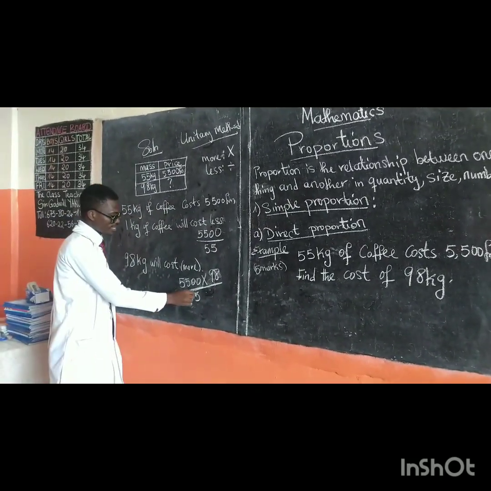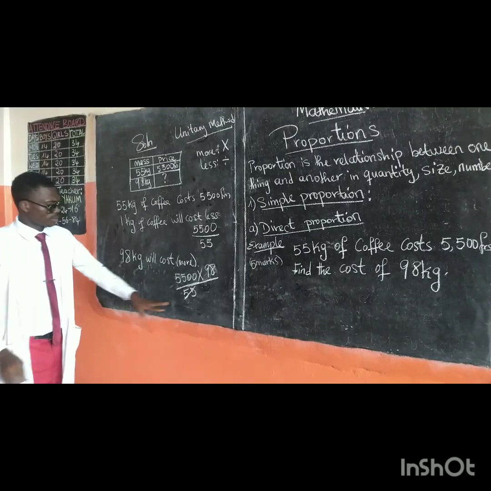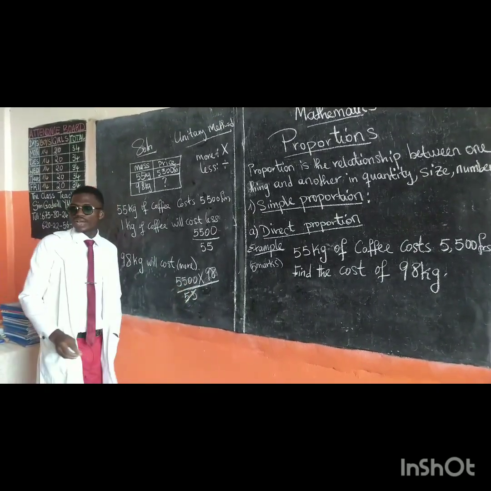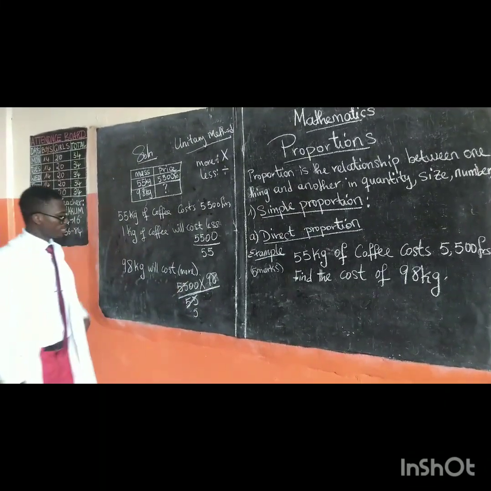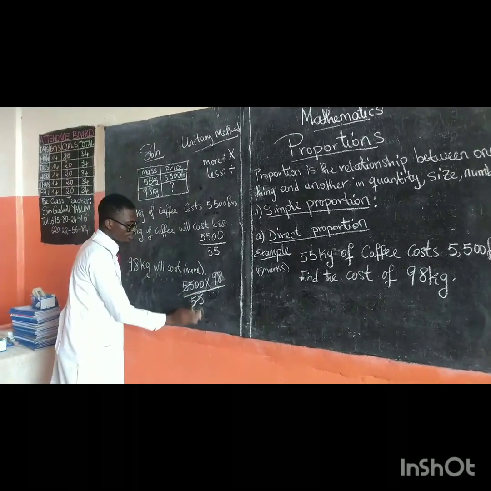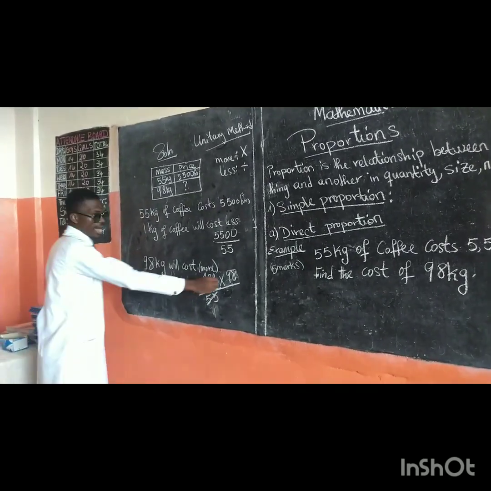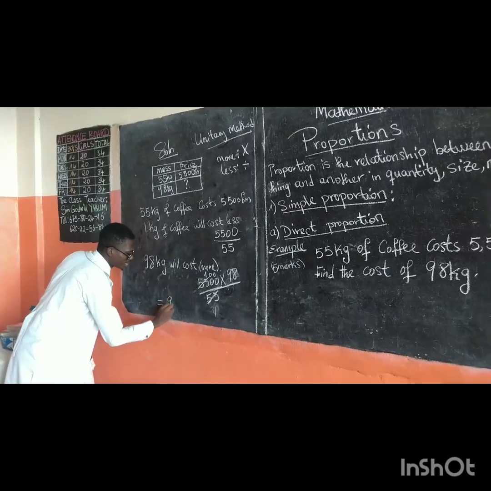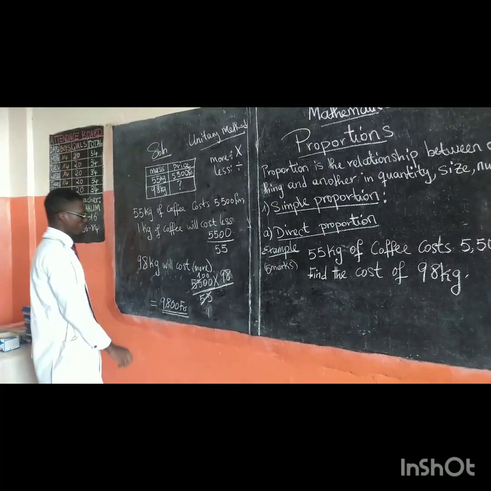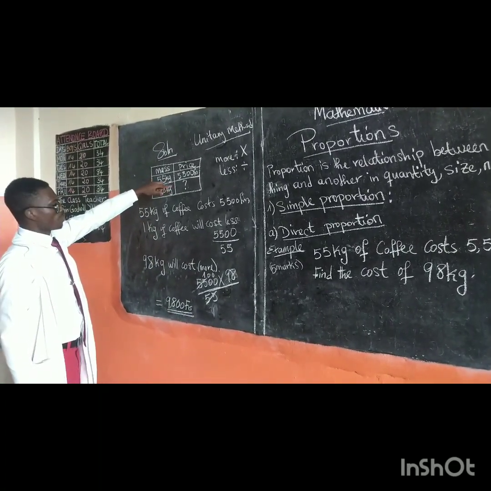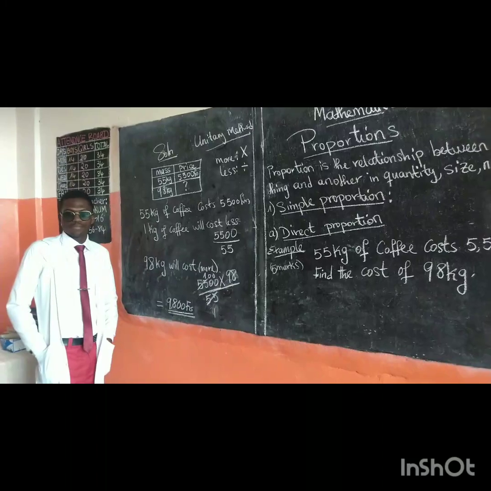I can now simplify this by, let's say, by 5. Let's say 11. 11 goes how many times in 55? 5 times. And this 5,500 will just cancel by 55, leaving 100. Are we there? Yes, sir. Good. And finally, we have our answer as 98 times 100, which is 9,800 francs CFA. So it means that 98 kilograms of coffee will cost 9,800 francs. You understand now? Yes, sir. Good.